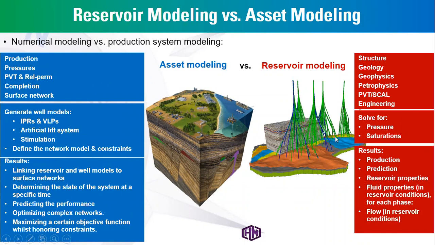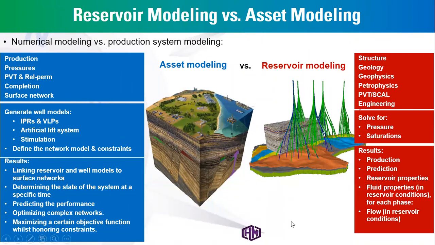But for asset modeling, the inputs are production pressures, also PVT data, relative permeability, the completion design and surface network. These are very important inputs for asset modeling. Using this data, we will generate the well models, IPR and VLP models. Also, we can make artificial lift design and optimization and stimulation treatment. And also, we will define surface network modeling and constraints.